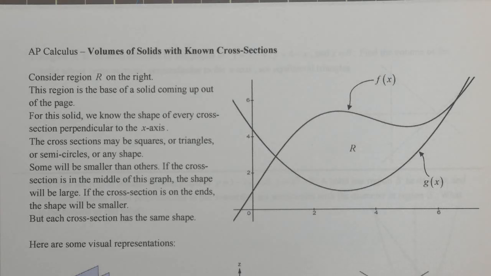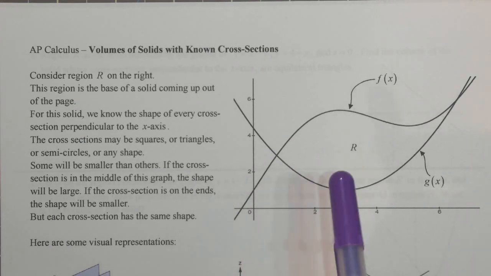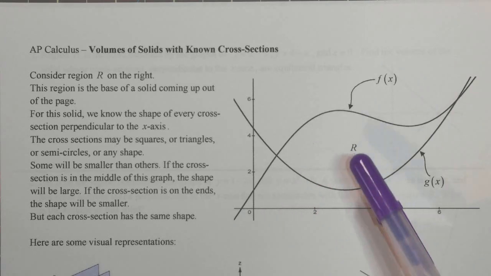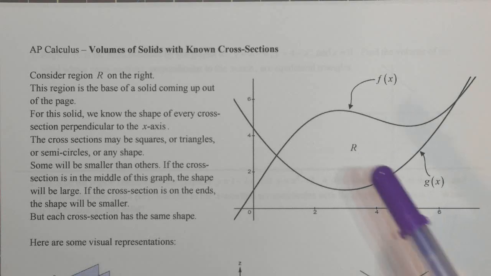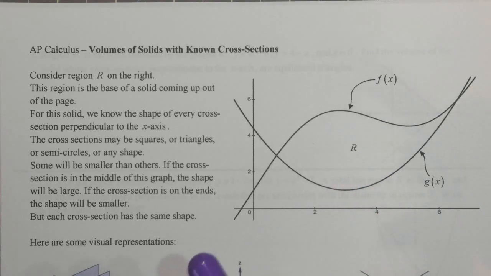Today we're doing volumes of solids with known or given cross-sections. So we'll be given the shape of a cross-section. Let's consider this region R in your notes. This region is the base of a solid, and the solid is coming up out of the page. For this solid, we know the shape of every cross-section perpendicular to the x-axis.